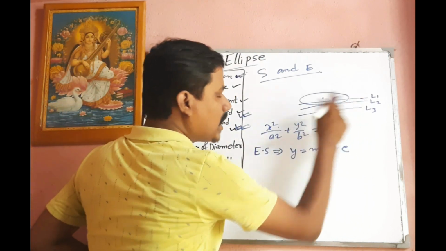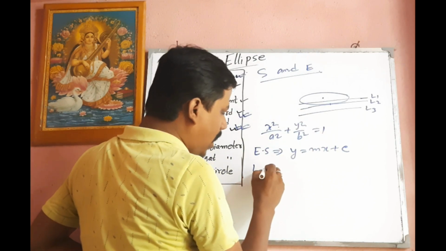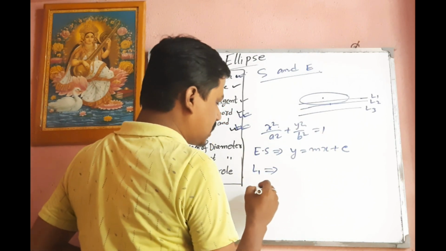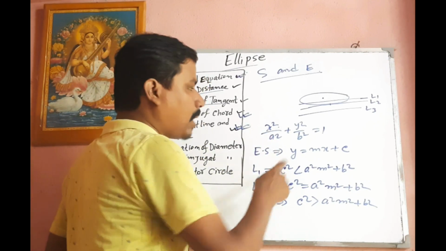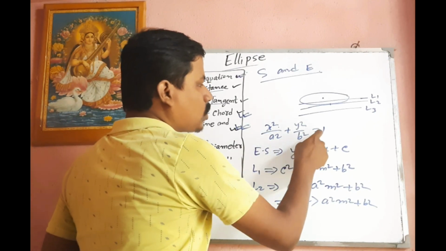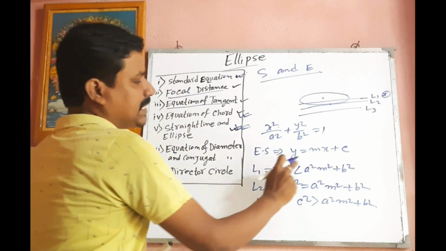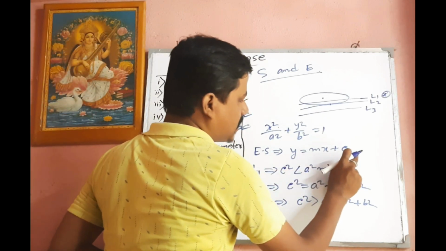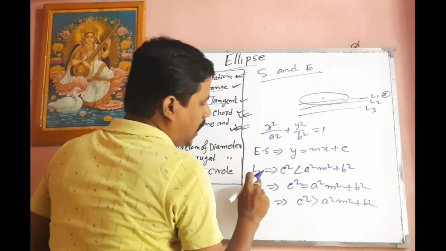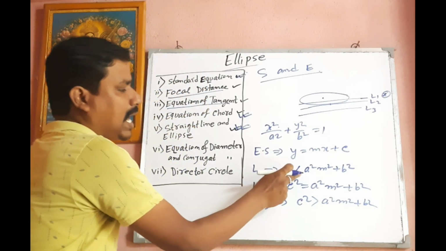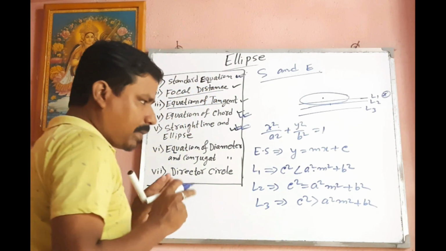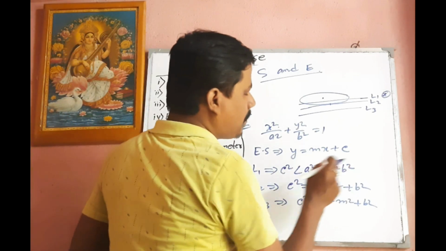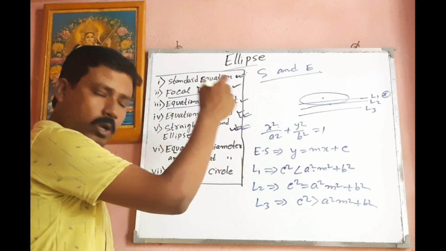According to the picture, for L1 we get, for the standard equation of ellipse x square by a square plus y square by b square is equal to 1, and for the straight line y is equal to mx plus c, for the line L1 we get c square less than a square multiplied with m square plus b square.